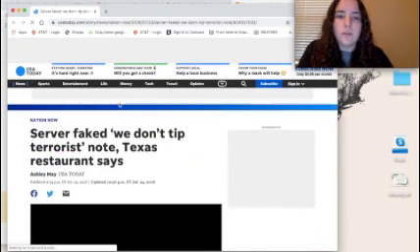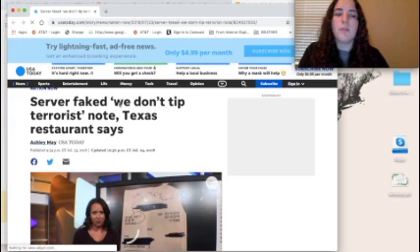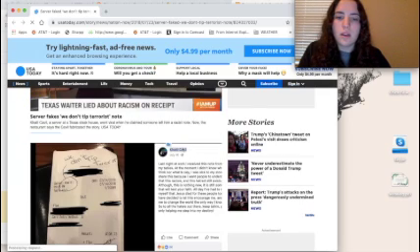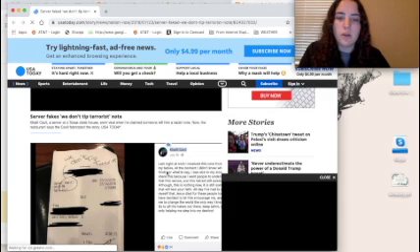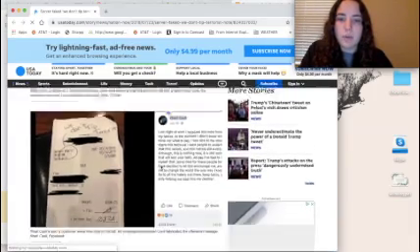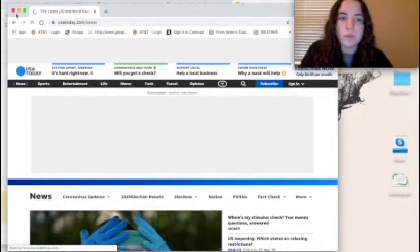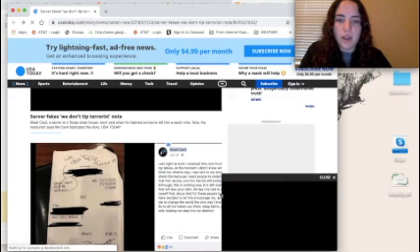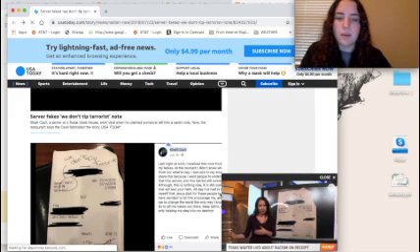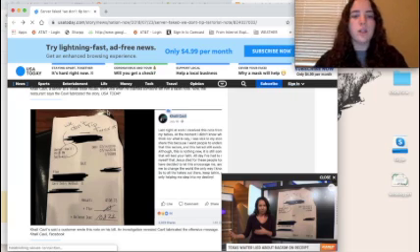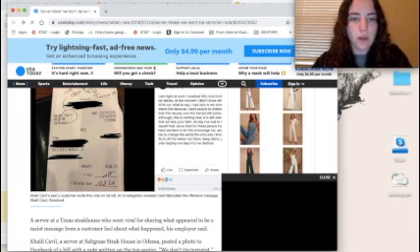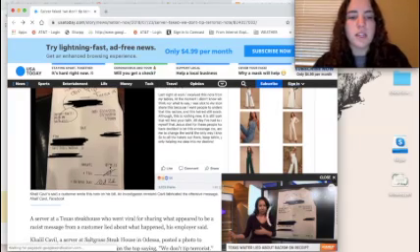An example I want to show you guys was in the article: a server faked a "we don't tip terrorists" note in Texas. He was a server and he posted it on Facebook, saying, "Last night at work I received this note from my table. At the moment I didn't know what to think or what to say. I was sick to my stomach, and I want people to realize that this is real, and all day I've had to face that my faith is being tested." As you see here, it says "we don't tip terrorists," and his name is Khalil.